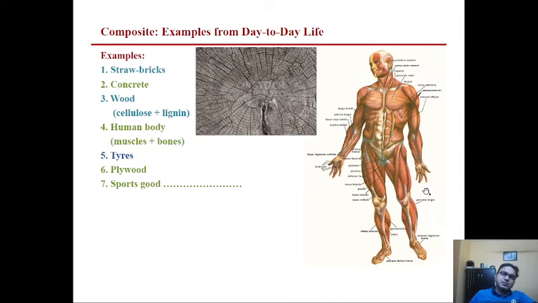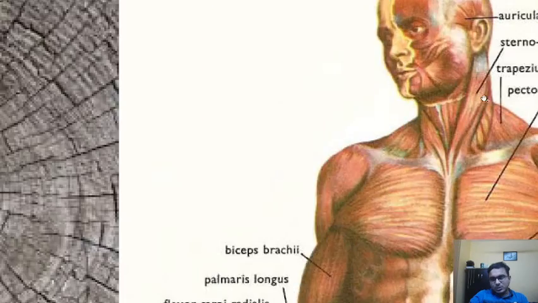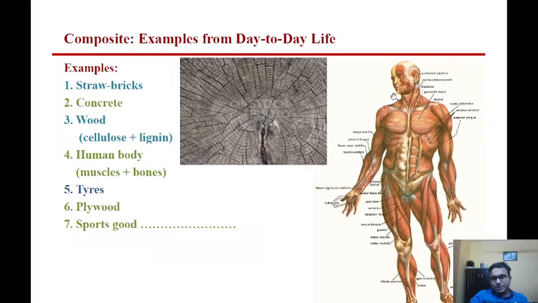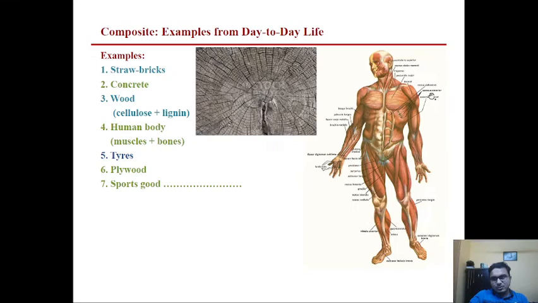Now a few examples of surface composites from day-to-day life. They are used in straw bricks, concrete, wood, the human body, which is a combination of muscles and bones, tires, plywood and sports goods. Details are also given here, but we are not going into the details of composites such as the human body.